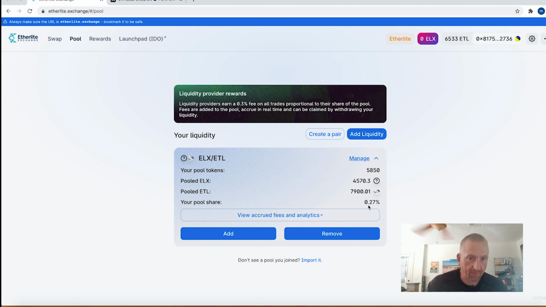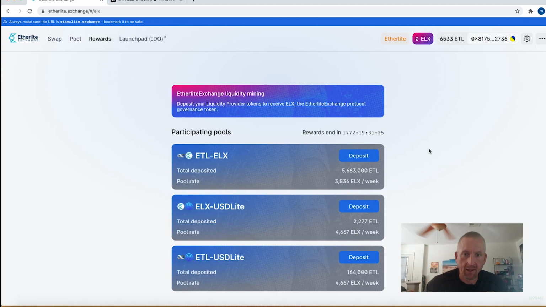And so right now my pool share is 0.27. Before it was 0.1, but I increased it, so now I have 0.27. You get 0.3% on all trades when people do the swap. So when people swap their coins, you get a small percentage, and this is continuously growing. I think this is better than staking, but we're going to go over there now.